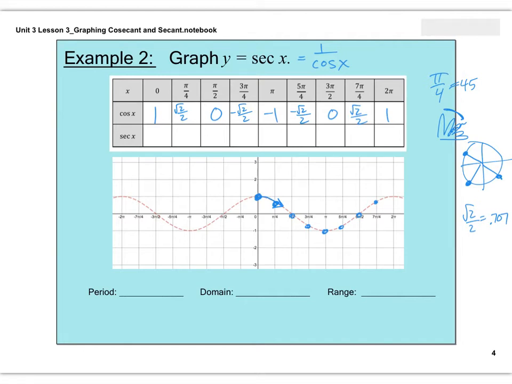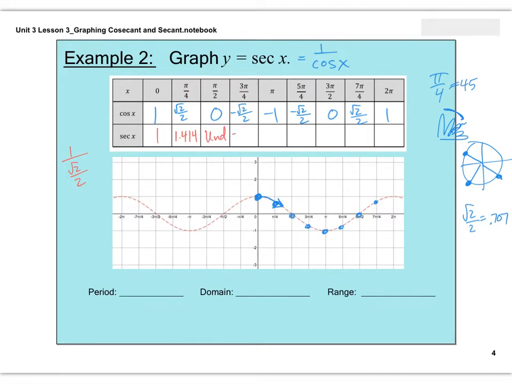Now let's think about secant. Now remember, secant is really the same as 1 over cosine. So 1 over 1, well, that one's pretty easy. That one's 1. 1 over root 2 over 2. Well, we just did that not too long ago. It was 1.414. 1 over 0. Uh-oh, can't have that. That's undefined.